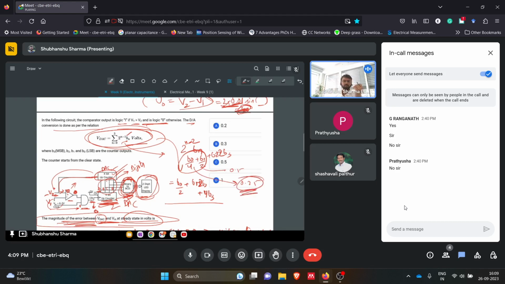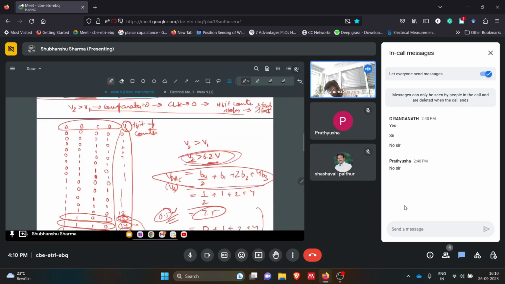So we have decreased the step to 0.25 by doing this n minus 2, by decreasing this power factor of 2 to the power n minus 1. So we can increase the resolution of this. This is a nice observation: by simply increasing the bits we cannot increase the resolution in this case, but we can do it by changing the internal circuitry of this thing. Okay, so this was this question.